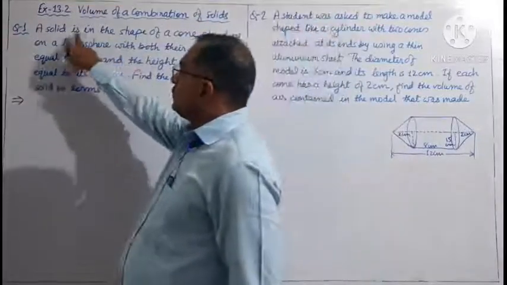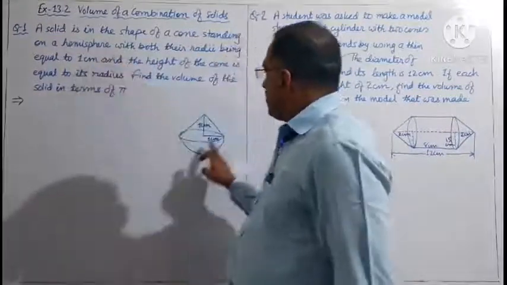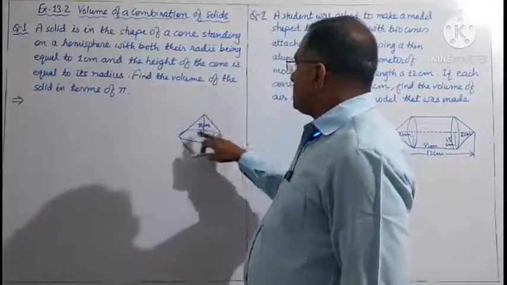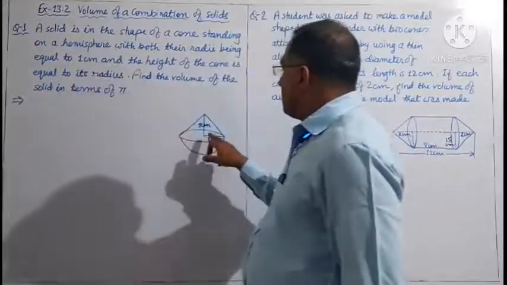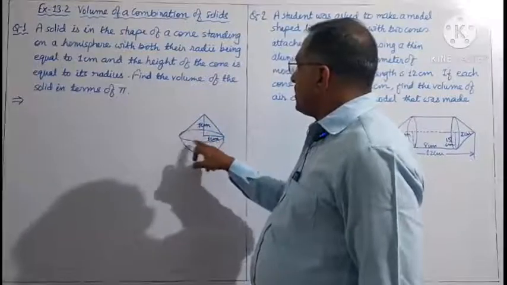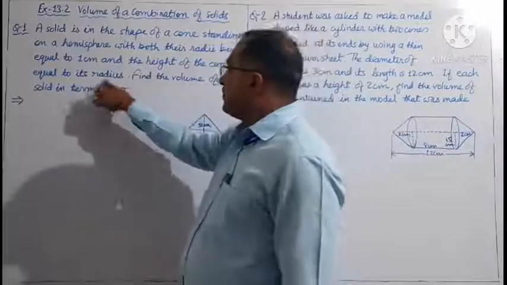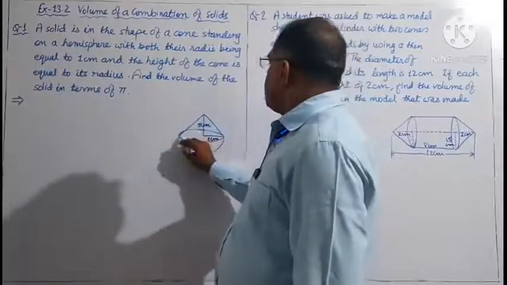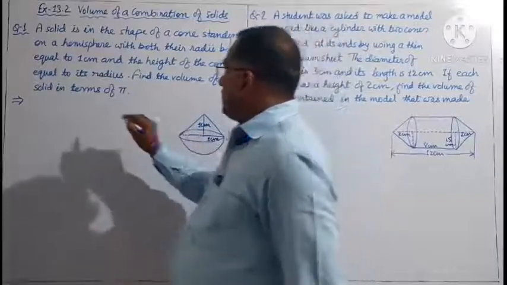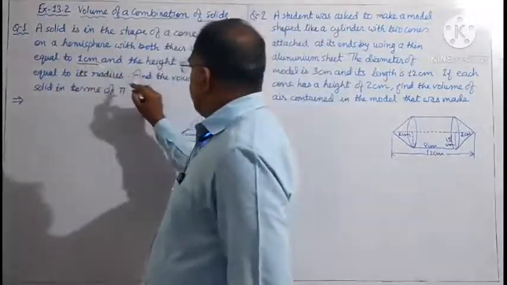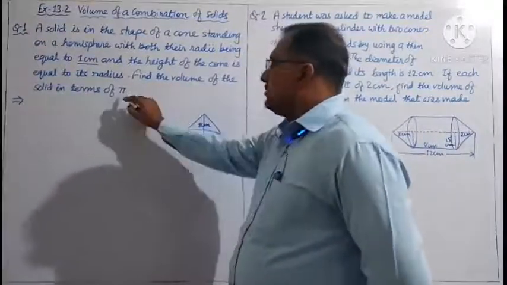First question, a solid is in the shape of a cone standing on a hemisphere. Here there is a hemisphere and the cone is standing on this hemisphere with both their radii being equal to 1 centimeter. The height of the cone is equal to its radius, that is 1 centimeter. So here radius and the height are both 1 centimeter. Find the volume of the solid in terms of pi.